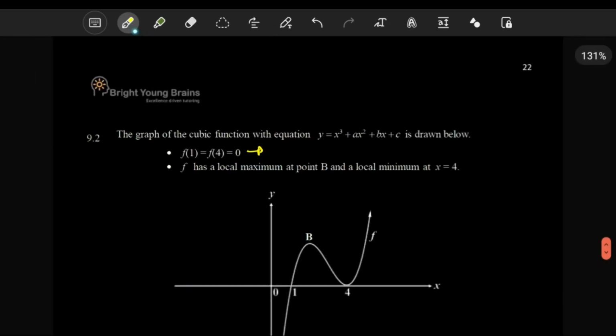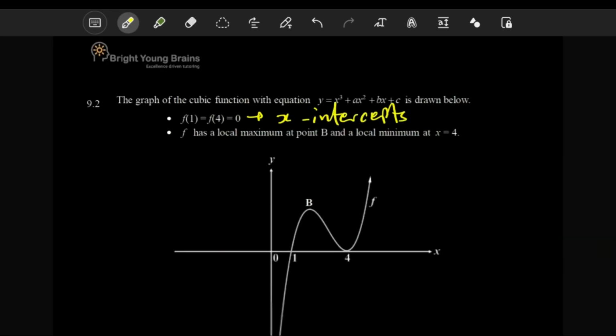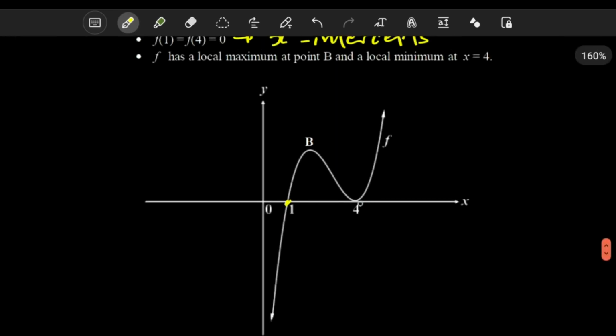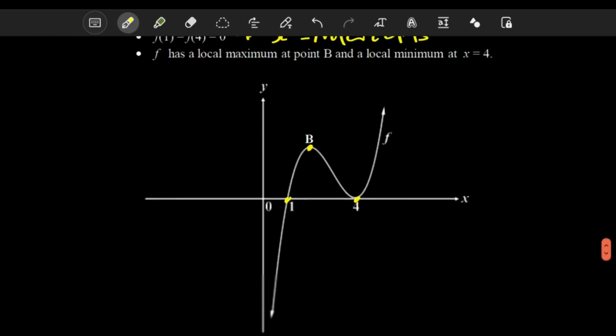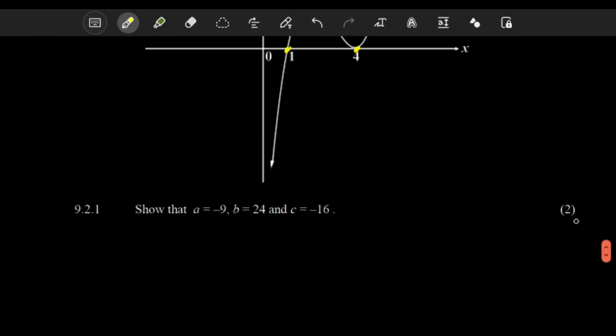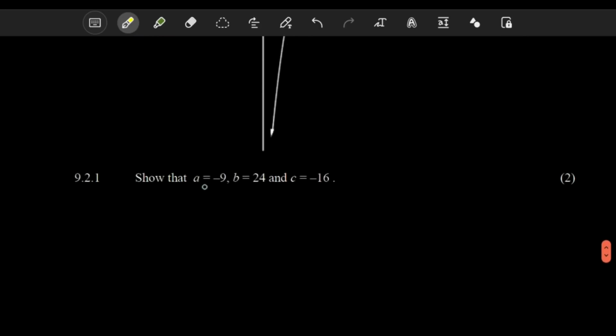Let's just put here x-intercepts. So that's why this is 1 and this is 4. Secondly, they said here f has a local maximum at point B and a local minimum at the point where x is 4. For 2 marks, they said show that A is this, B is this, C is this. For 2 marks only.